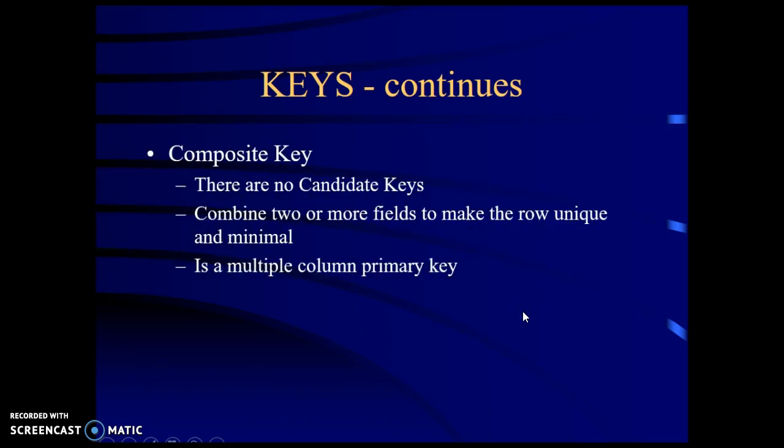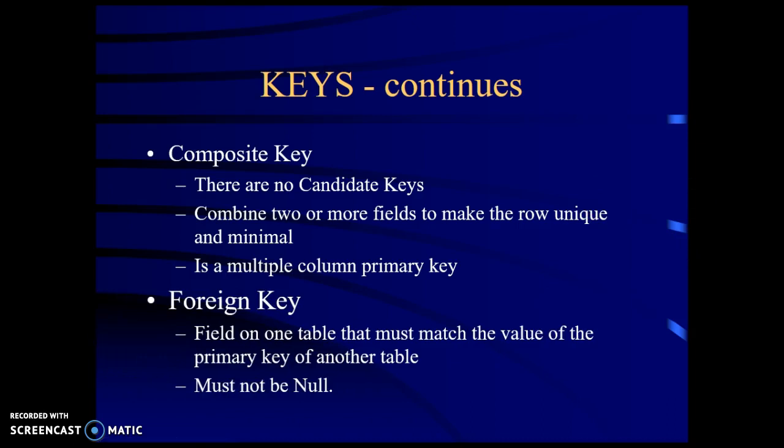Okay. What happens when you have a table and you don't have any candidate keys? None of the fields in your table are unique. When there are no candidate keys, what you have to do is take two or more fields and combine them to make a primary key, which is then called your composite or concatenate key. Again, you want to make sure these fields are unique and minimal. And it's always going to be a multiple column primary key, a composite or concatenate key.